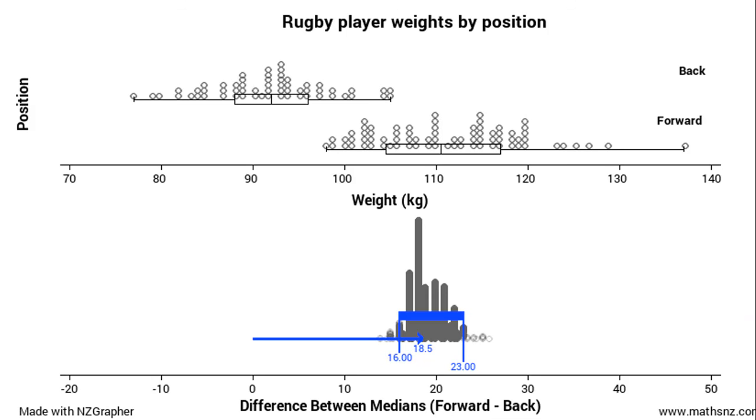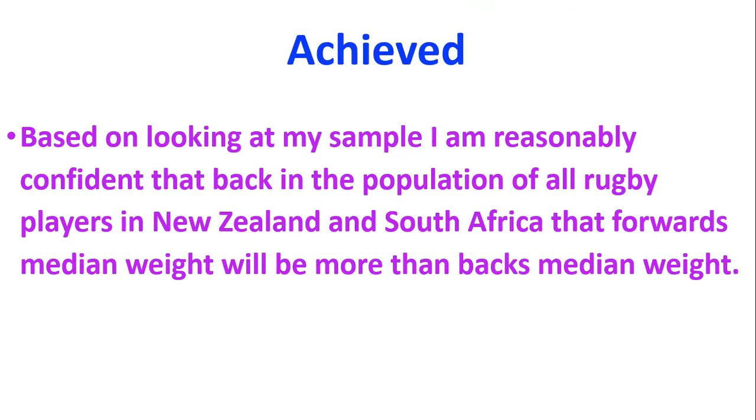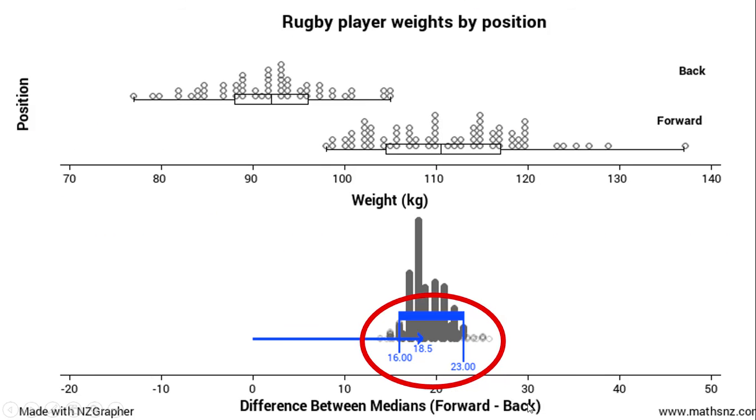So let's have a look at our confidence interval for our rugby players. We've got our confidence intervals there down the bottom, and what we're looking for is 0 inside that confidence interval. And you'll notice, remember, the confidence interval goes from 16 to 23. On your scale, here's 0 all the way down there. Is that 0 inside this confidence interval?